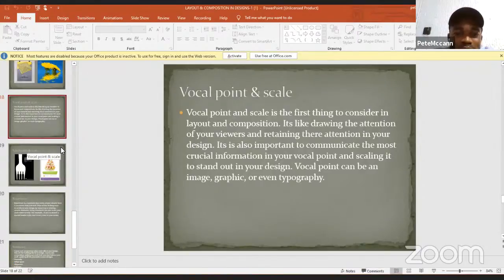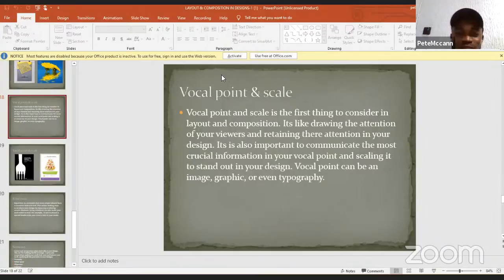Okay, the focal point and scales. The focal point and scales is the first thing to consider in your layout and composition. So if you are, like I said, that food seller, there's a way she composes her food so that you can see that meat that she wanted you to see first. So even at the party, the way they arrange that food, so that you're able to, I want to do something like this.